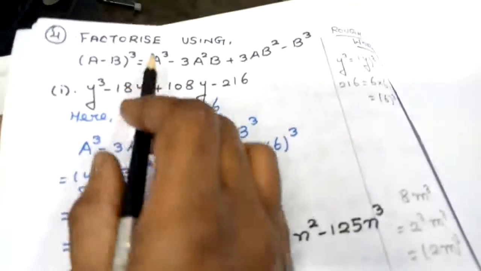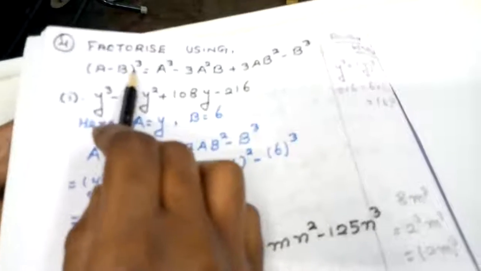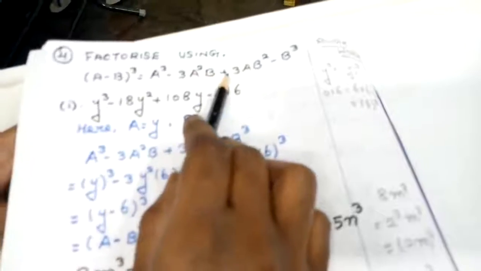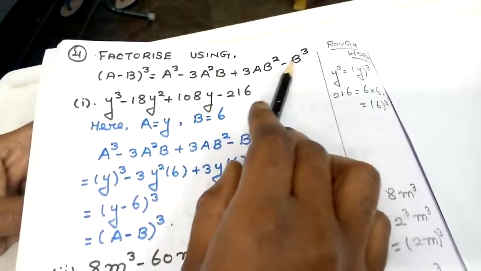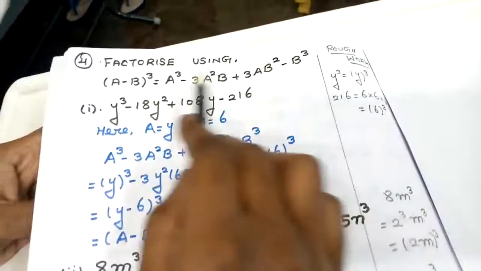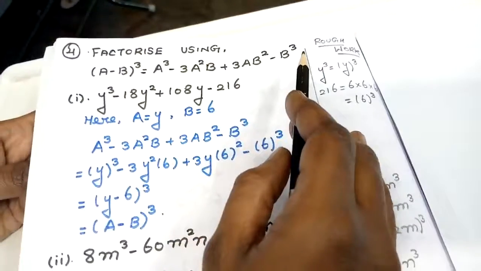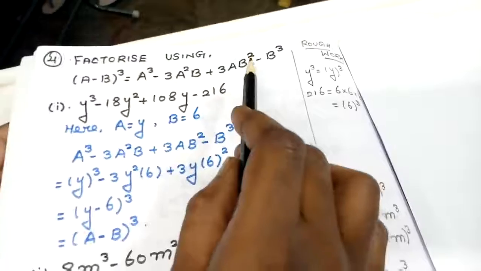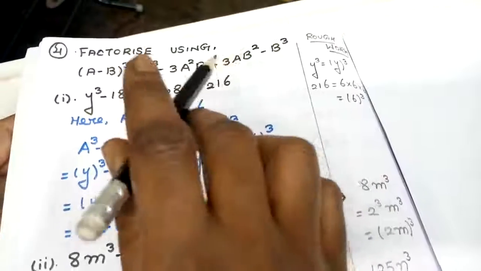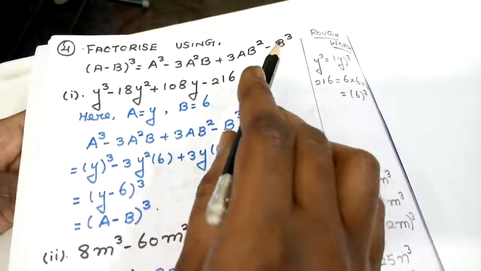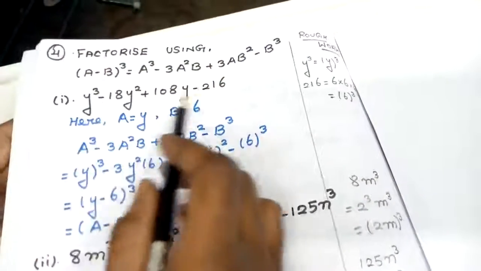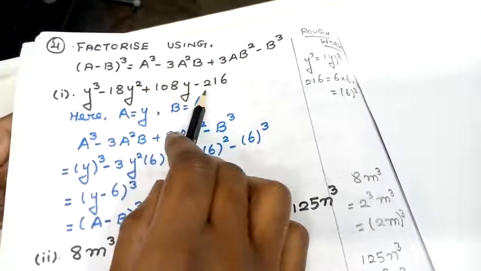Question number 4. Factorize using (a minus b) the whole cube is equal to a cube minus 3a square b plus 3ab square minus b cube. Sometimes they will give you this formula, students, or they will not give you the formula. You have to be clear in which place you are going to apply this formula. So all the algebraic identities you must be clear about, students, and you have to work out and see those algebraic identities. So coming to this question, on the right hand side they have given you this expression.